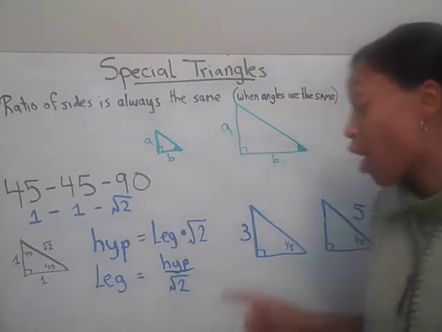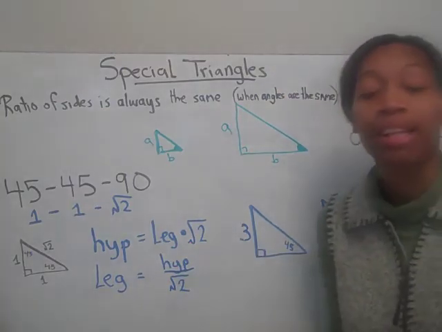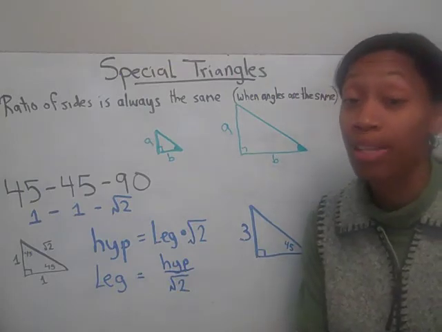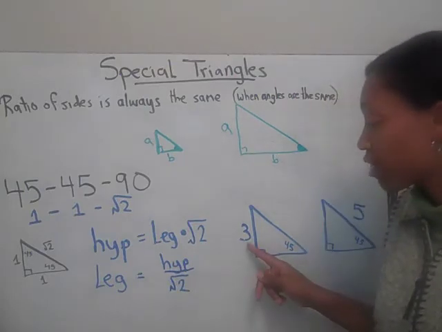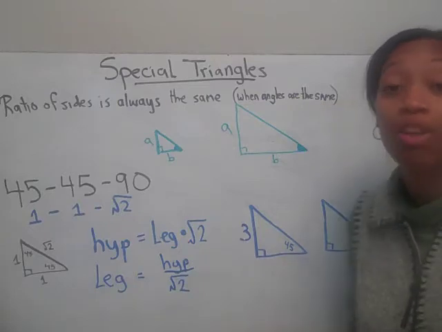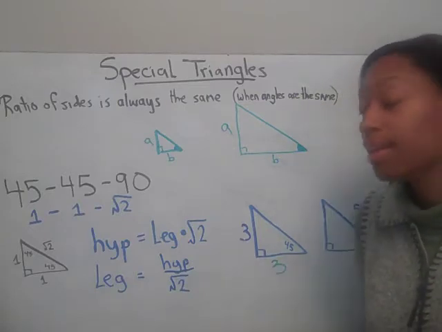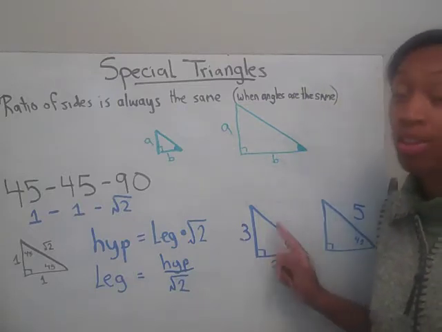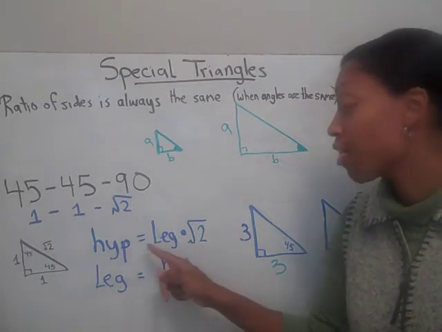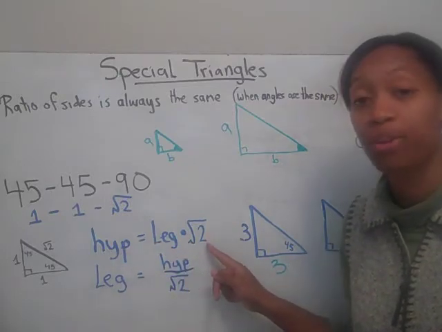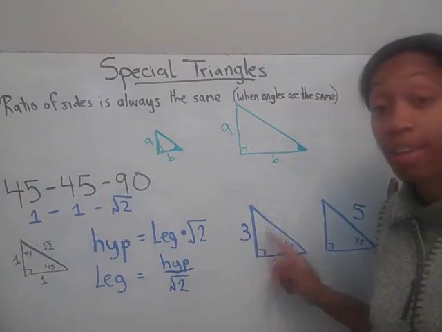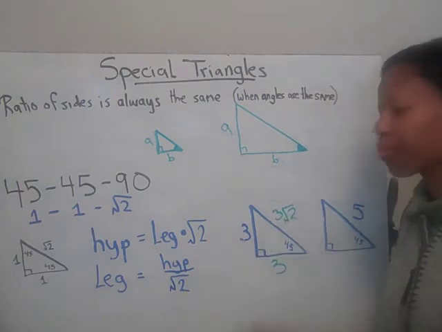Let's say in this triangle we know that the leg is 3. Let's see if we can find out what all the other sides are. Well, if this leg is 3, then the other leg must also be 3. Now we want to find the hypotenuse. Well, the hypotenuse is the leg times the square root of 2. So we're going to have 3 times the square root of 2.